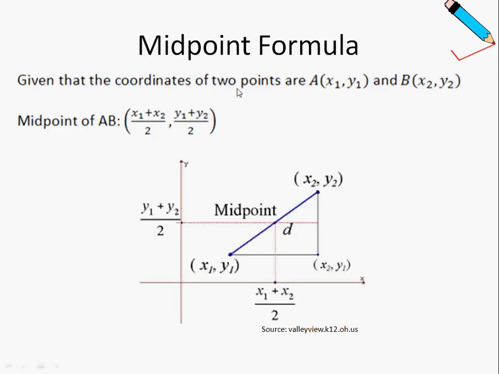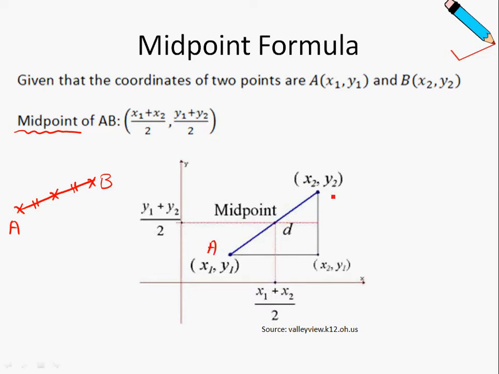Given that the coordinates of 2 points A and B are x1, y1 and x2, y2 respectively, let us find the midpoint of AB. So first and foremost, what is the meaning of the word midpoint? Suppose I have any line, let's call this line AB. Then the midpoint of AB is somewhere over here, which divides the line AB exactly by half. Okay, so let us look at this diagram over here.